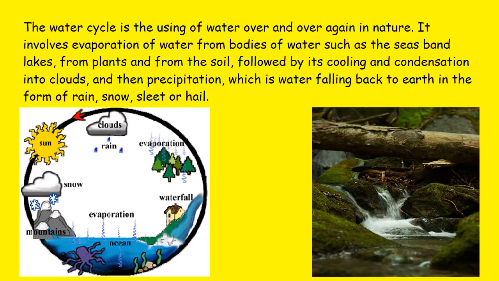So I'm going to read this over again one more time. The water cycle is the using of water over and over again in nature. It involves evaporation of water from bodies of water such as the seas and lakes, from plants and from the soil, followed by its cooling and condensation into clouds, and then precipitation. And what is precipitation? Precipitation is water falling back to the earth in the form of rain, snow, sleet, or hail.